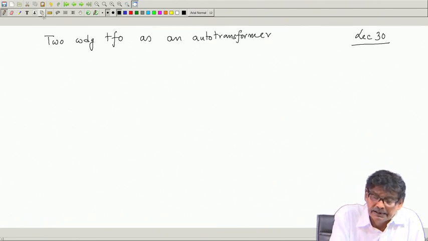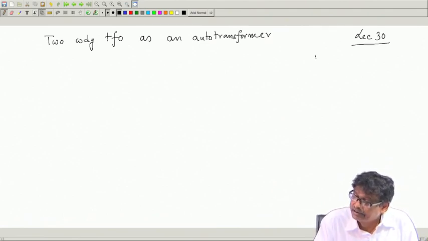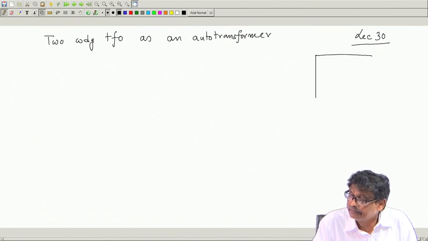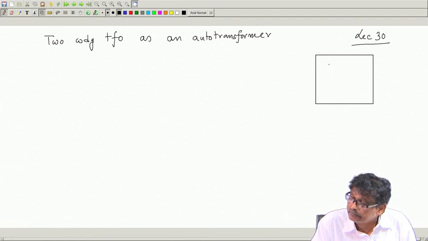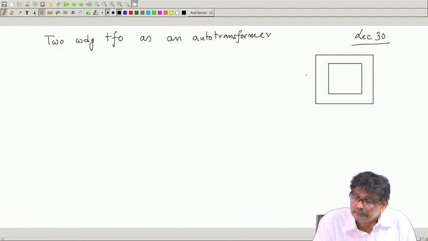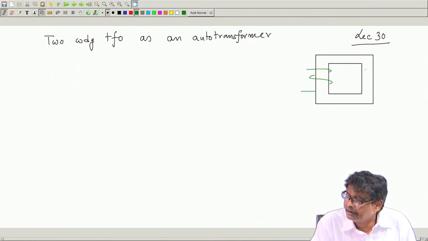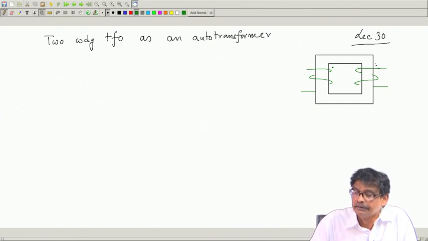Remember, any two winding transformer is like this. And I was drawing the primary winding this way. They are separate coils, is not? This is the thing, and we know from the winding sense these are the polarities.